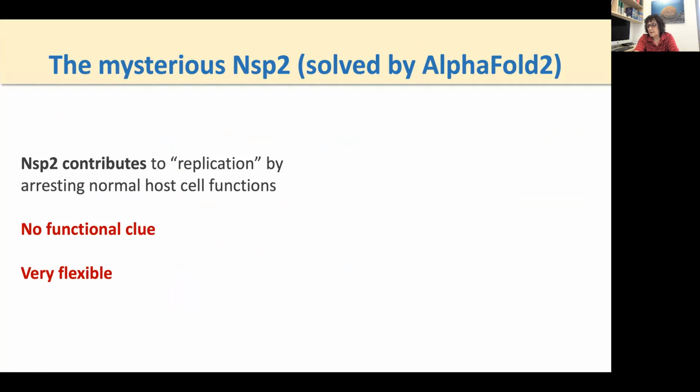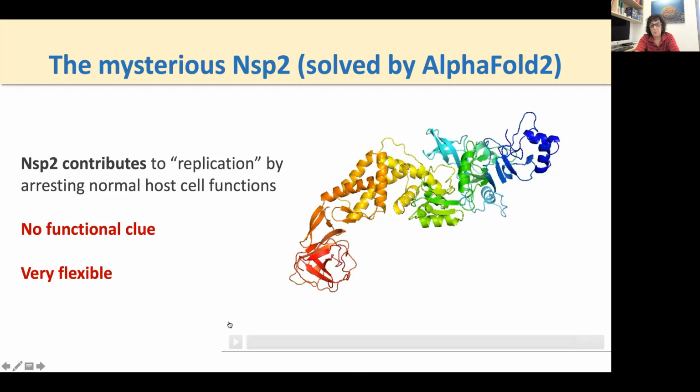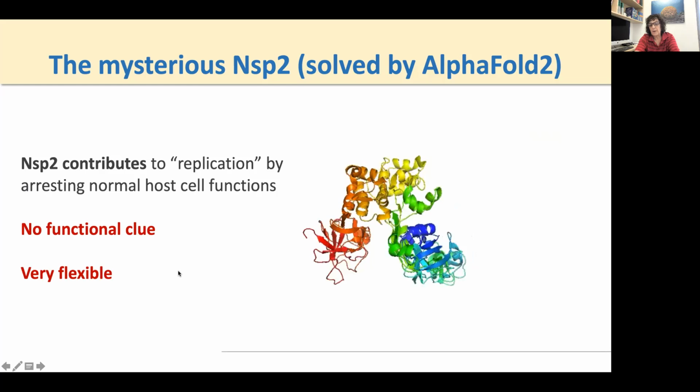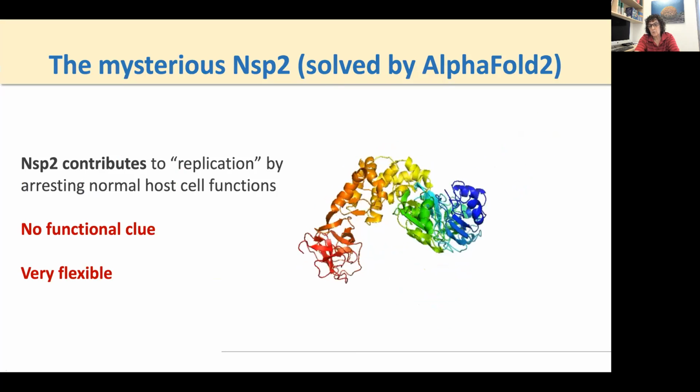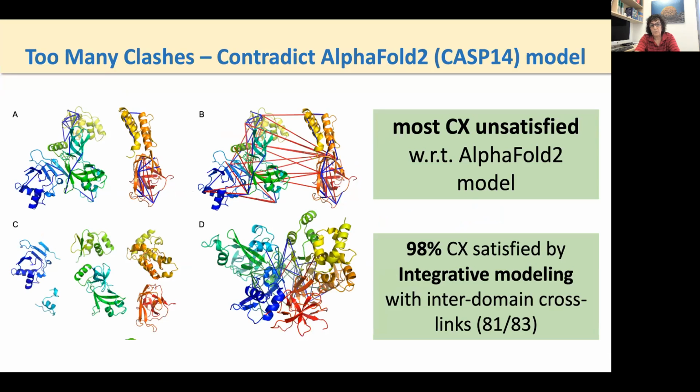Now, the last point is the NSP2 protein, whose structure was solved just recently by AlphaFold in CASP14. And basically, we know nothing about it. It's a very flexible protein, as you can see here. And this flexibility prevents understanding who is sitting next to whom. And this was exactly what we did.